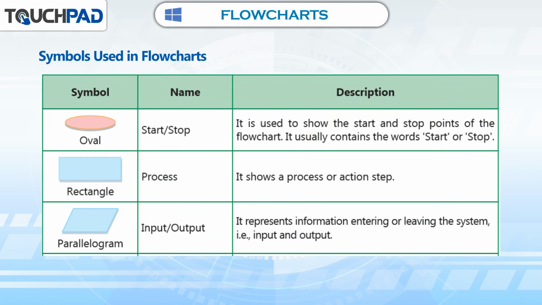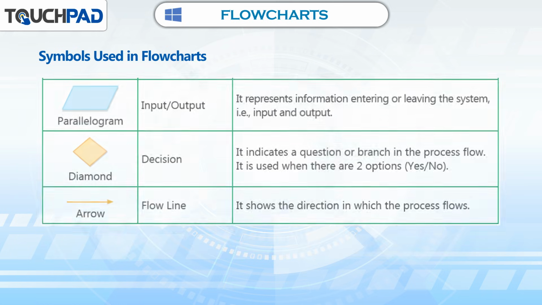Symbol, name, description. Oval, start or stop. It is used to show the start and stop points of the flowchart. It usually contains the words start or stop. Rectangle, process. It shows a process or action step. Parallelogram, input or output. It represents information entering or leaving the system, that is, input and output.